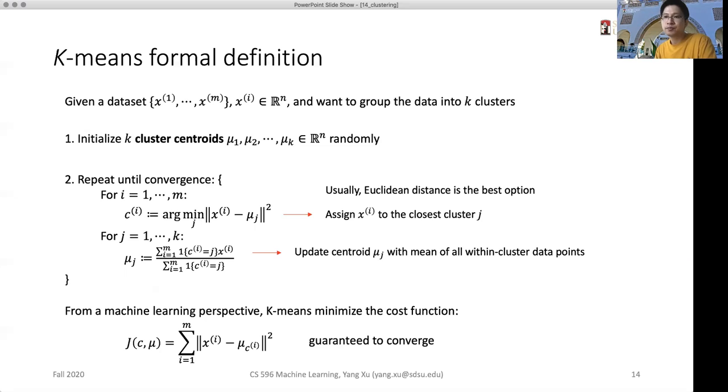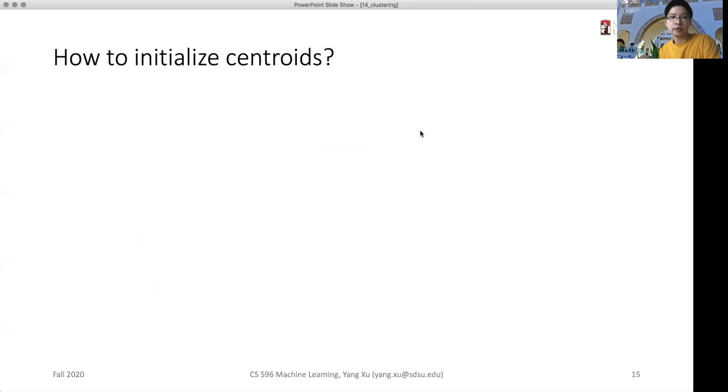And in mathematics, we can prove that minimizing this cost function is guaranteed to converge. So that's why k-means is one of the most commonly used methods when we want to discover some patterns within unlabeled data sets, because it's easier to implement. And nowadays we have a lot of efficient implementations in Python and different languages. And it also is guaranteed to converge, which means we can always find some patterns after running the algorithm.